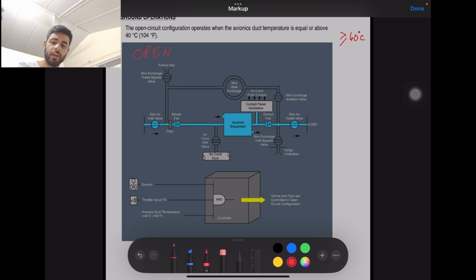The open circuit configuration operates when the temperature is equal to or above 40 degrees Celsius. That means when it gets too hot. It's equal to or above 40 degrees Celsius. We're done with this.